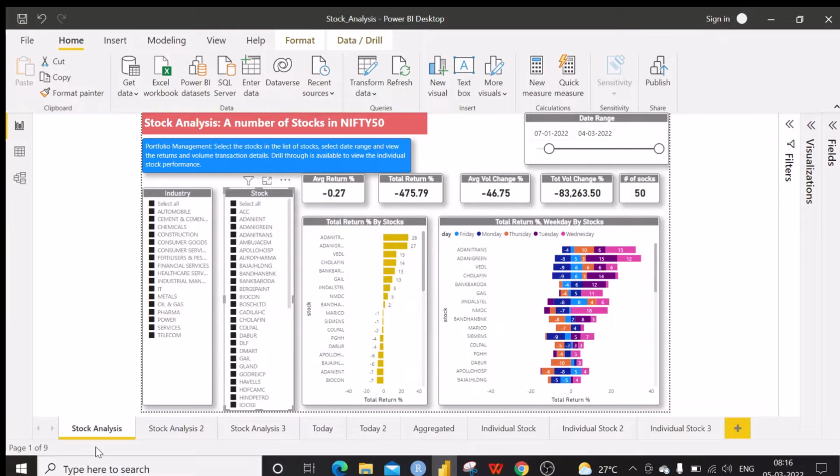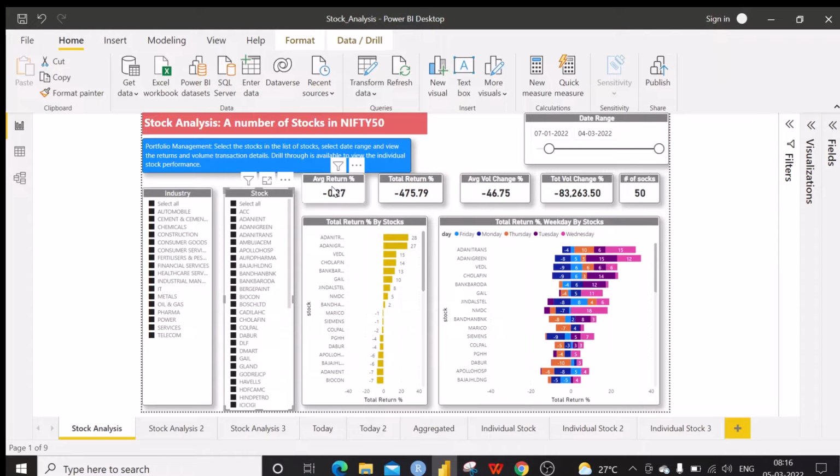And there are around 9 pages I have provided with the data I have collected, that we will go one by one later. Now you can see that there are 5 KPIs. The first one is the average return, the second one is total return percentage, the third one is average volume change percentage, then total volume change percentage, and the final one is the number of stocks we have selected here. The KPIs are for all the stocks we have selected for the range of this date. The details shown here are based on this date range and the stocks we have selected.